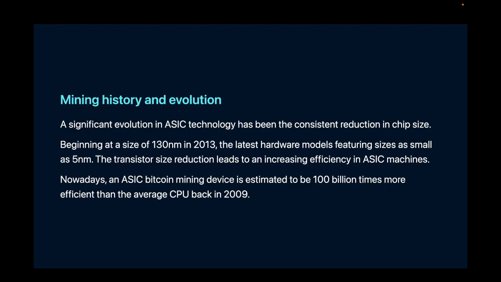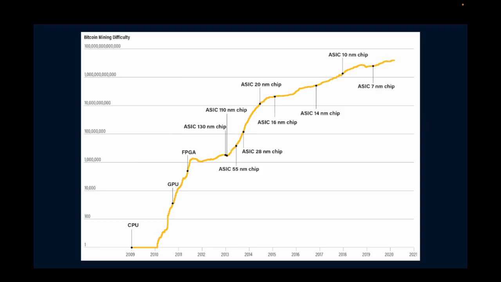Since then, there's been a big evolution in ASIC technology for Bitcoin mining. In 2013, it started at a size of 130 nanometers. But the latest hardware models go as small as 5 nanometers. That's all for transistor size. And the smaller the transistor, the more efficient the ASIC machine is at Bitcoin mining. So nowadays, an ASIC device is estimated to be 100 billion times more efficient than the average CPU back in 2009.